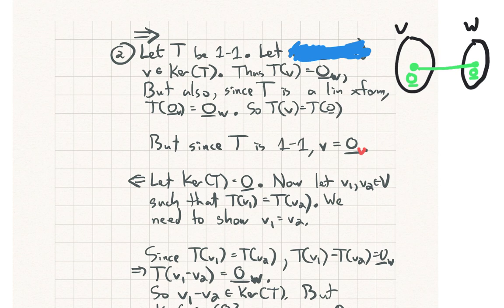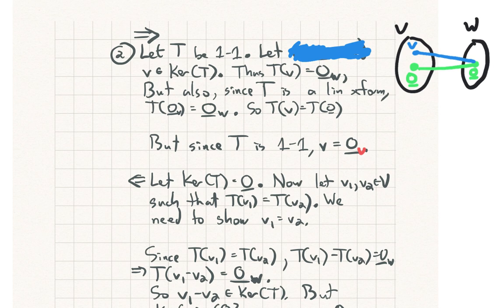And we're picking something else in the kernel. So we're picking some element V that gets mapped to 0. It's because we're picking it in the kernel. But for things to be 1 to 1, we can't have this situation happen where two vectors get mapped to the same vector. So the only way that this can happen is if V and the 0 vector are the same thing. So V is indeed the 0 vector. Great. So we know that all one-to-one functions have a trivial kernel.